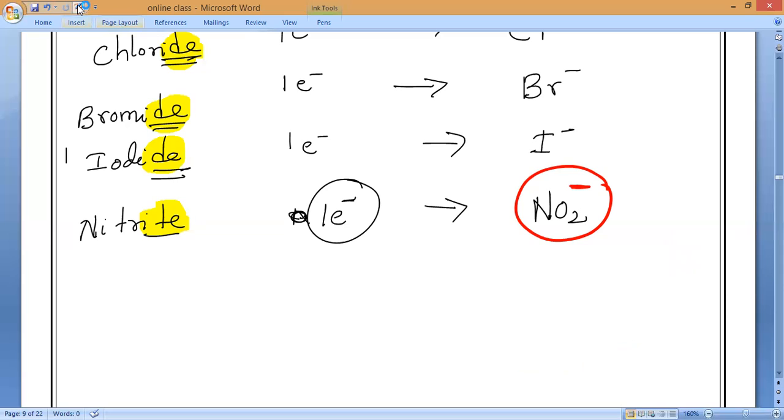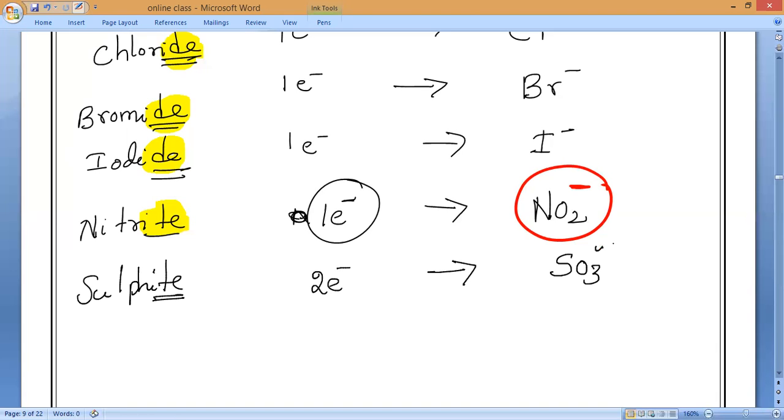So now let us observe one more ITE. Sulfite. What is the suffix here? ITE. So here also it will gain. If I take sulfite, it will gain 2 electrons. It needs 2 electrons to become stable. The symbol is SO3 2 minus. 2 electrons it will take.